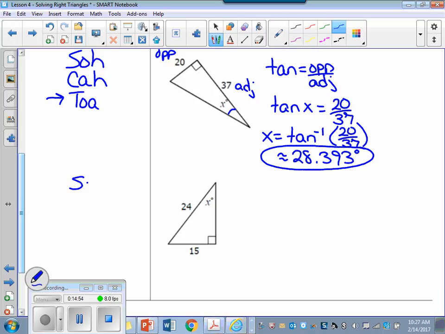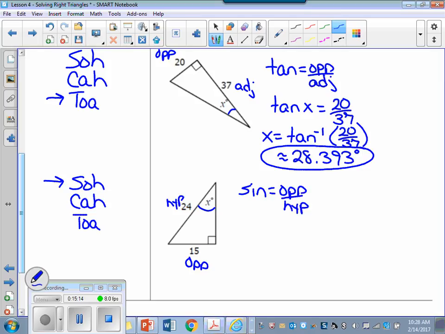Next one. SOHCAHTOA. I have opposite, and I have hypotenuse. So what uses opposite and hypotenuse? Sine. Sine is the opposite over the hypotenuse. So I'm going to find the sine of x is 15 over 24. Since I'm finding the angle measure, I use inverse sine.